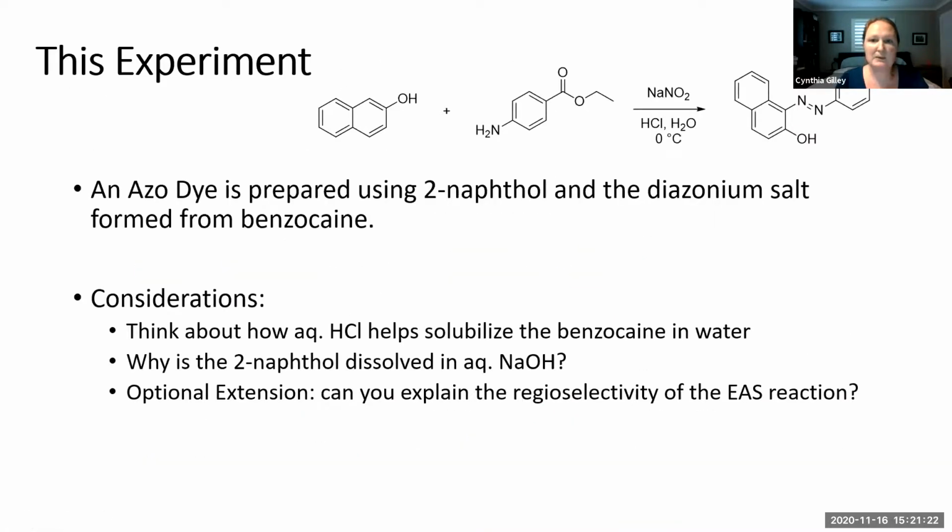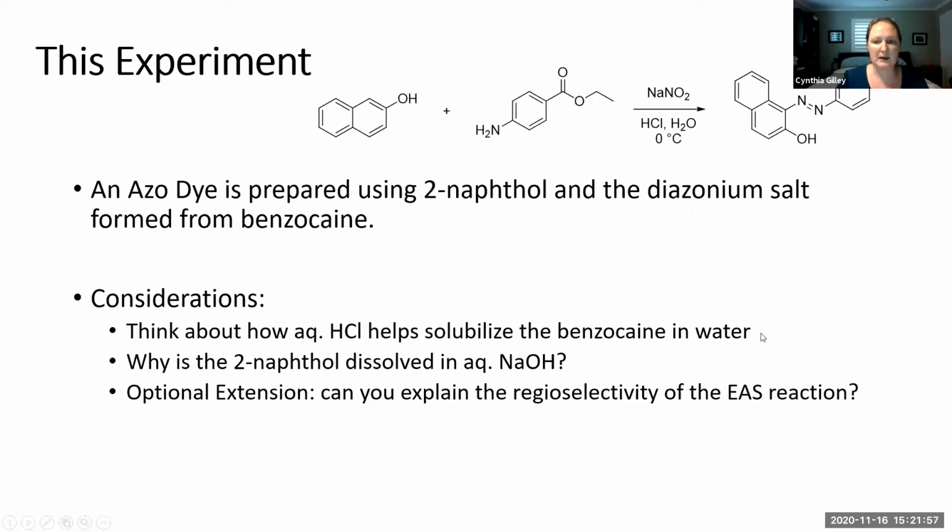Okay, so in this particular experiment, you're going to be watching a video of the production of an azo dye. The two organic components that they use in the video are 2-naphthol and benzocaine. And benzocaine contains the aniline group that will react with sodium nitrite and aqueous HCl to form a diazonium salt. Again, this is usually kept at low temperature to prevent unwanted side reactions. And then an electrophilic aromatic substitution will occur with 2-naphthol.